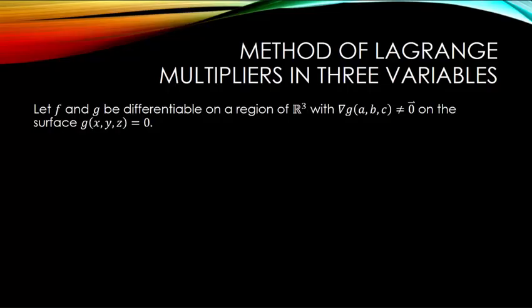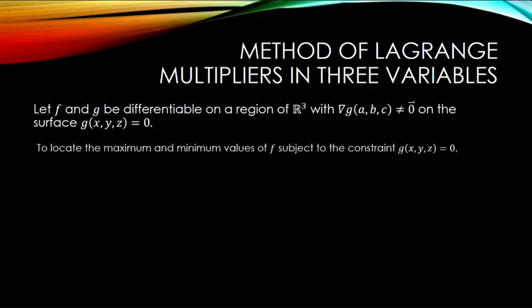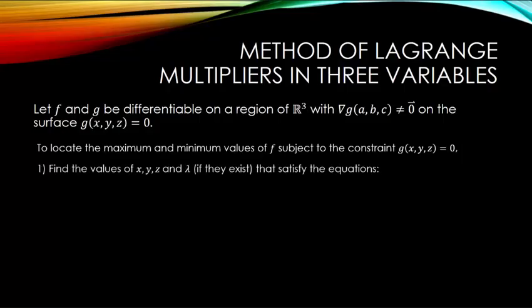So let f and g be differentiable on a region of R3 with the gradient of g at a, b, c not equal to 0 on the surface defined by g of x, y, z is equal to 0. In order to locate the maximum and minimum values of f subject to the constraint g of x, y, z is equal to 0, I have to first find the values of x, y, z, and lambda, if they exist, that will satisfy the equations: the gradient of f at x, y, z is equal to lambda times the gradient of g at x, y, z, and I need to be sure that g of x, y, z is equal to 0.